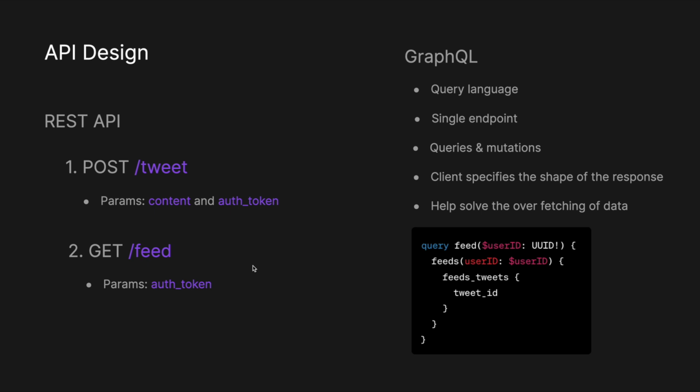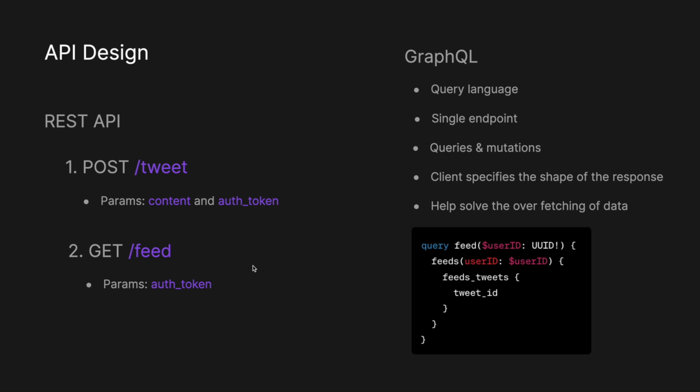So GraphQL is just a simple query language that was made by Facebook in 2015. And so it differs from REST APIs in a couple of main ways. So firstly, it's a single endpoint. So rather than having REST where you've got several endpoints, here we only have a single endpoint. And then we also have the concept of queries and mutations.